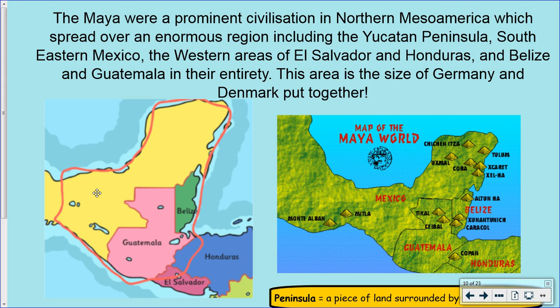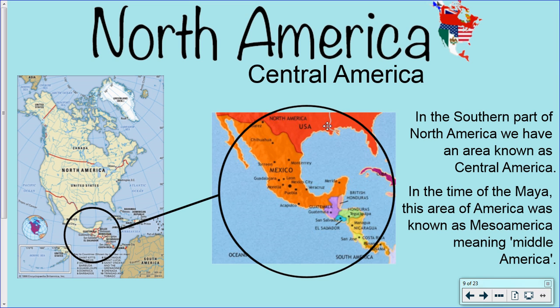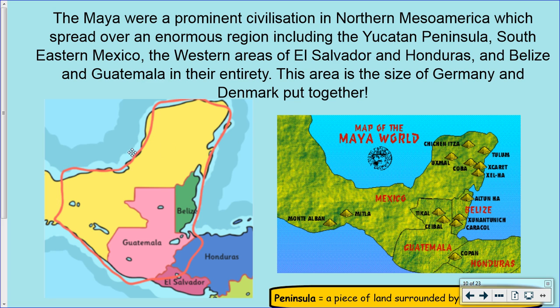So if I just go back to this map here, it's just from, I'd say, this part here, all of this bit going along here. So the bottom part of Mexico. And this yellow bit sticking out into the sea here was known as the Yucatan Peninsula. So still in Mexico, but it's called the Yucatan Peninsula.